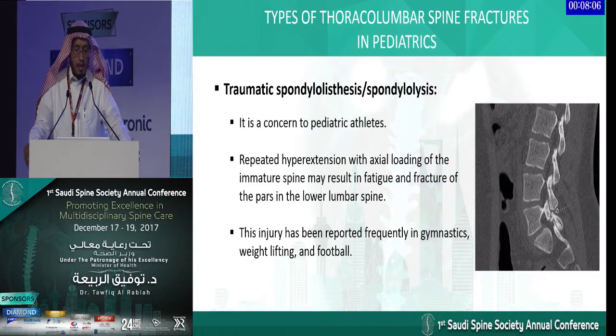Traumatic spondylolisthesis or spondylolysis is a concern for pediatric athletes. The usual mechanism is repeated hyperextension with axial loading in the immature spine. This will lead to a fatigue fracture of the pars in the lower lumbar spine. And it's commonly seen in gymnastic, weightlifting, and football athletes.